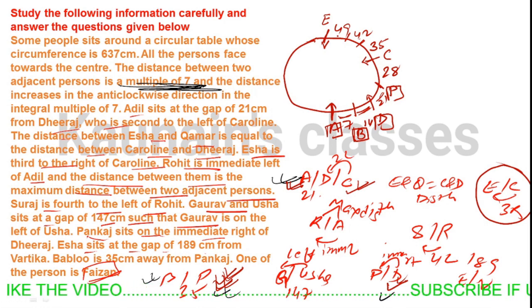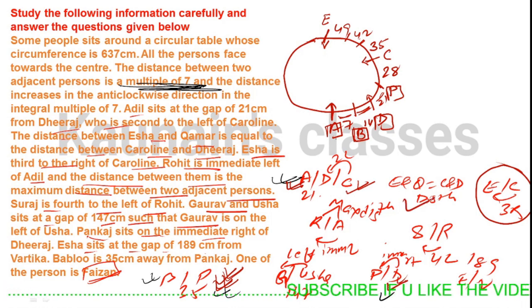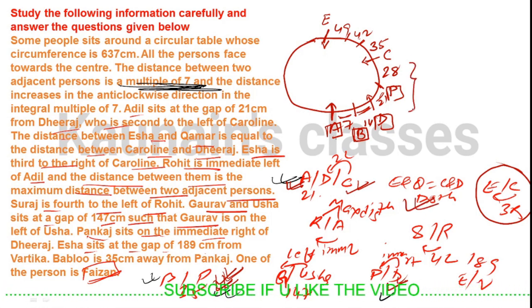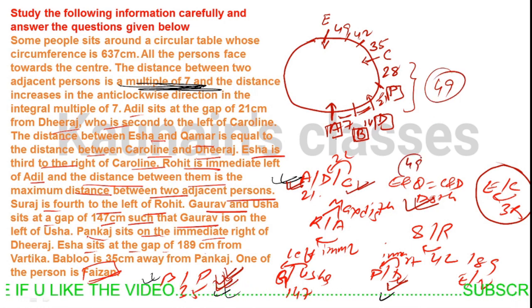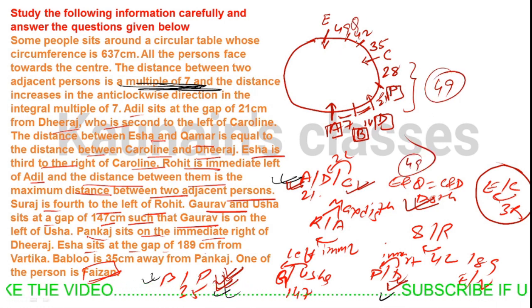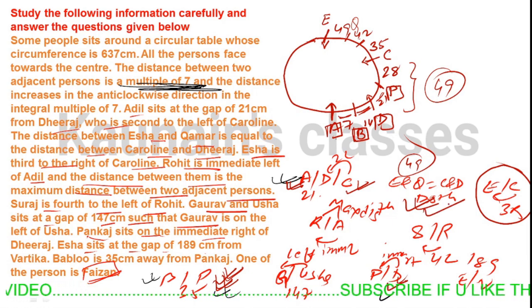So let's move further. We know the distance between E and Q is equal to the distance between C and D. So let's look at what is the distance between C and D. 28 plus 21. So 8 plus 1, 9. 2 plus 1... 4. 49. So the distance between E and Q is 49. So E is placed here. So Q will be placed here. Okay, Q is placed here. We have used this hint.